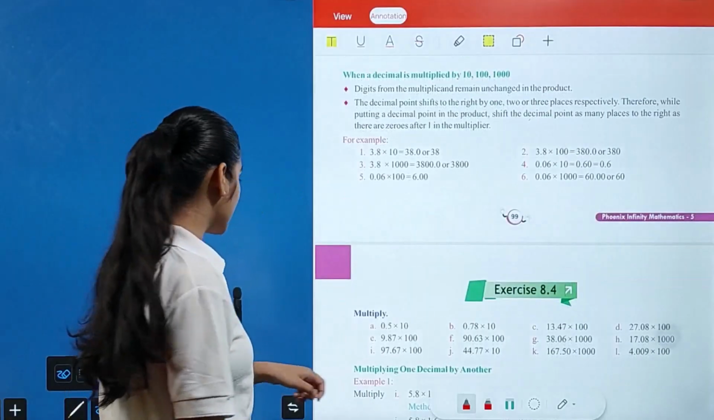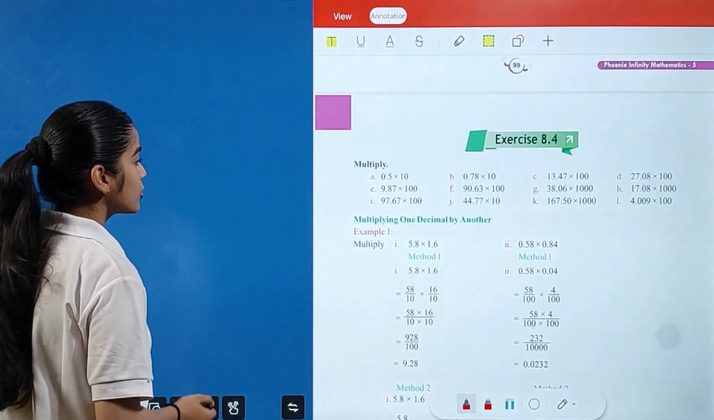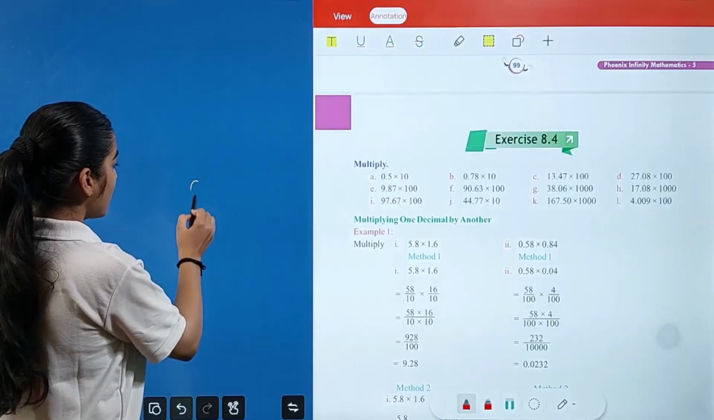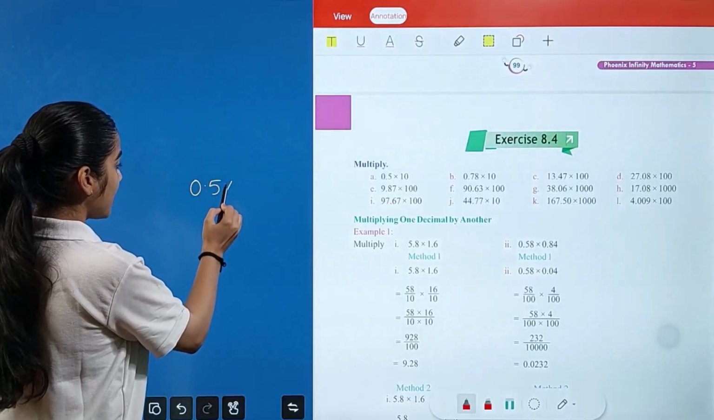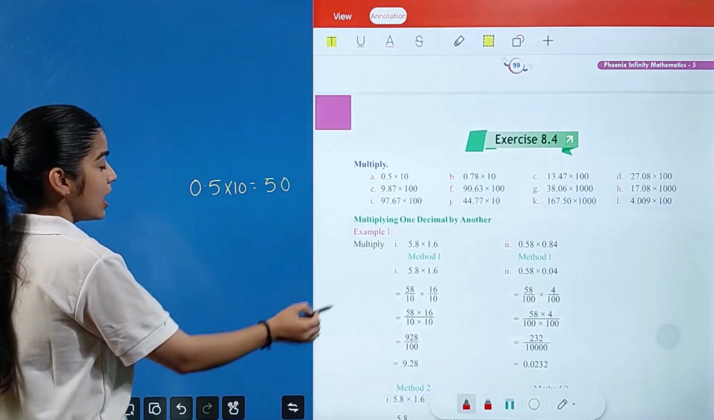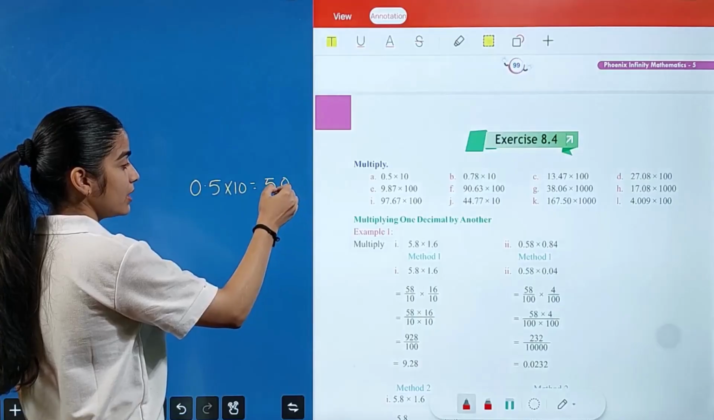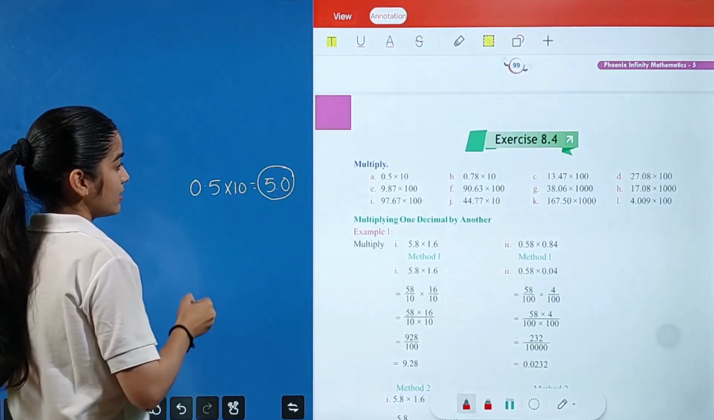Now we move forward to our exercise 8.4, where we have to multiply our numbers with multiples of 10. So 0.5 multiplied by 10, if we forget about the decimal, we will get our answer 50. How many numbers we have after the point? Only one. So count from the left hand side 1. So 5.0 is your answer.